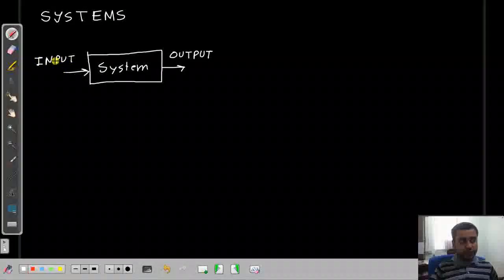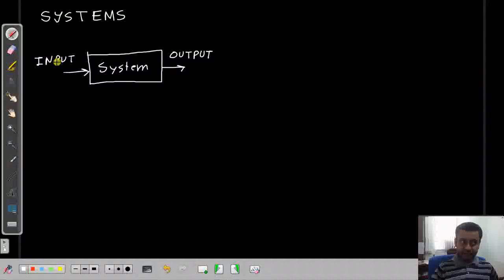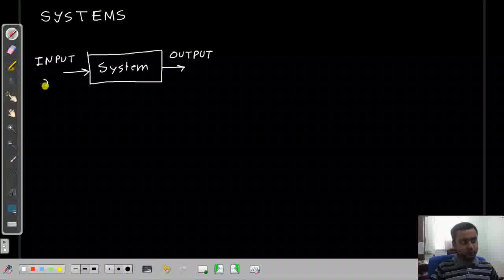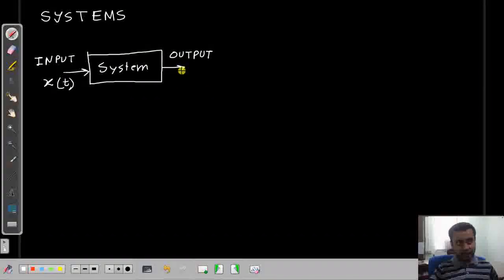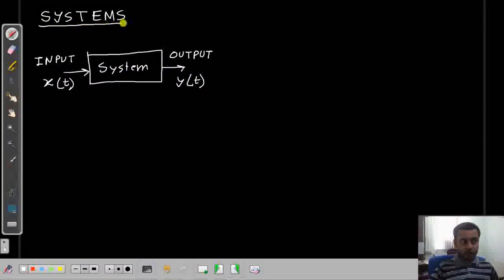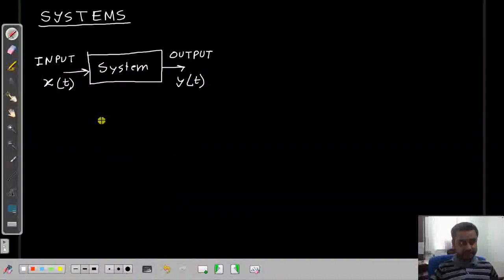Now, input can vary with time, so input is a signal which you may denote with the symbol x of t. Similarly, output can vary with time, so output is also a signal which you may denote with the symbol y of t. That's how we draw a system. Let us now look at some simple examples of systems.